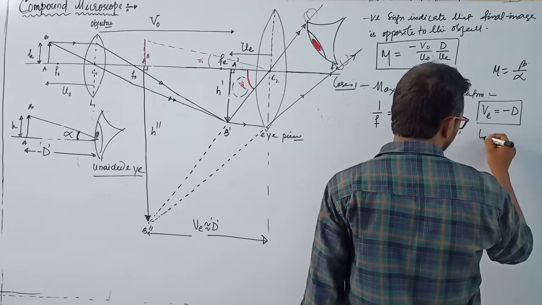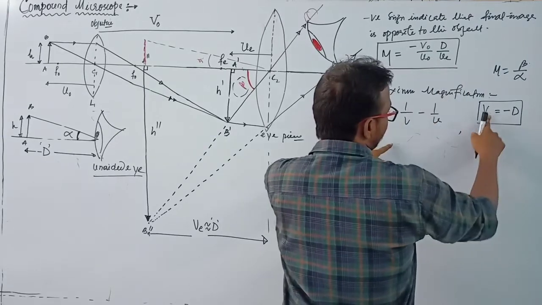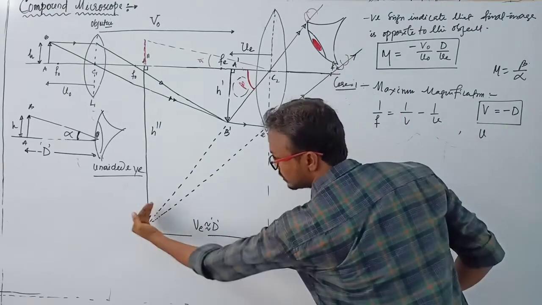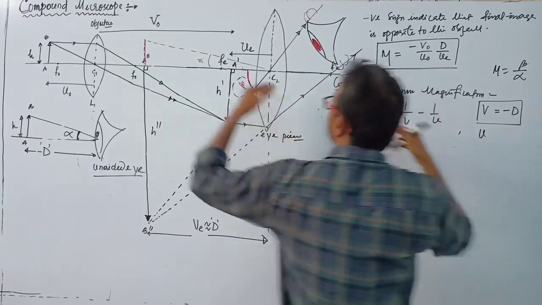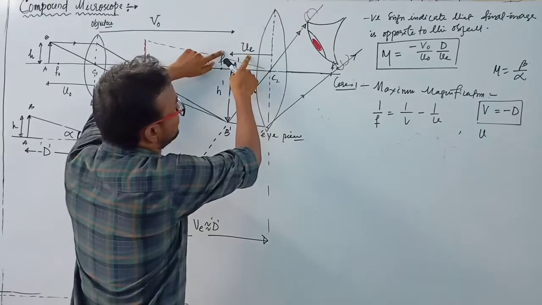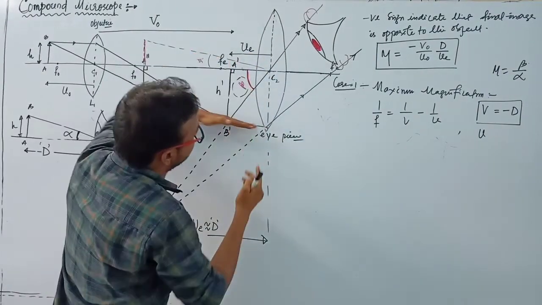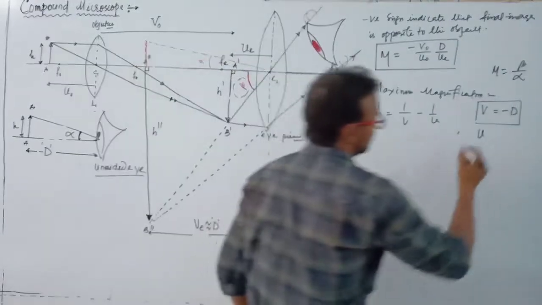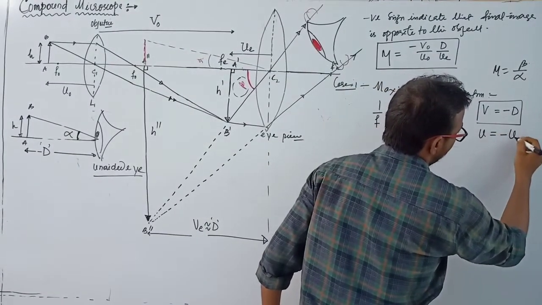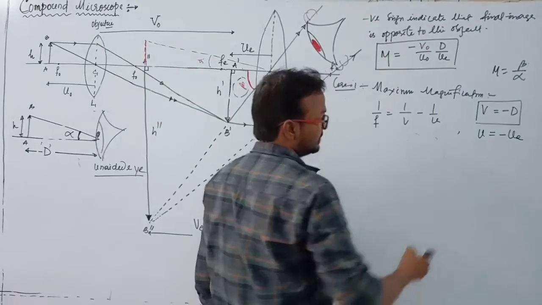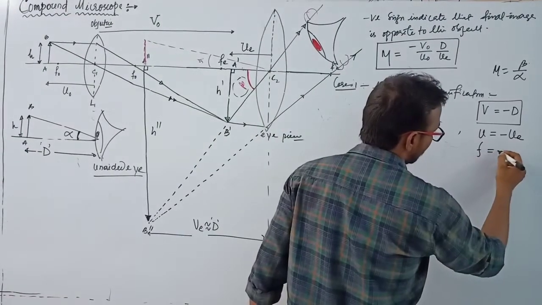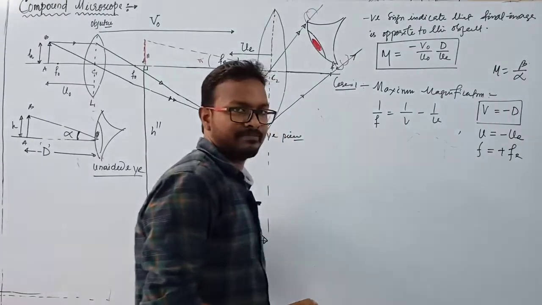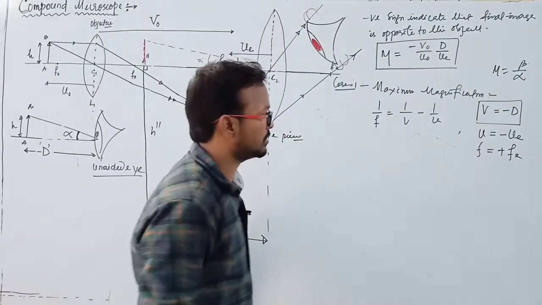And what about U? And U is here. This is V equal to minus D, and this is U, the object distance. The direction of the incident ray and the object distance are opposite to each other, so we can write minus Ue. Clear? And F is positive, because the focal length of a convex lens is always positive.